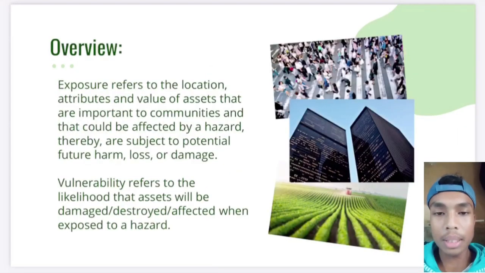First, what is exposure? Exposure refers to the location, attribute, and value of assets that could be affected by a hazard, which means it is the area that is exposed and could be prone to the dangers of the calamity. While vulnerability refers to the likelihood the assets will be damaged, destroyed, or affected when exposed to a hazard. It means that vulnerability is a chance that an area will be affected or damaged.